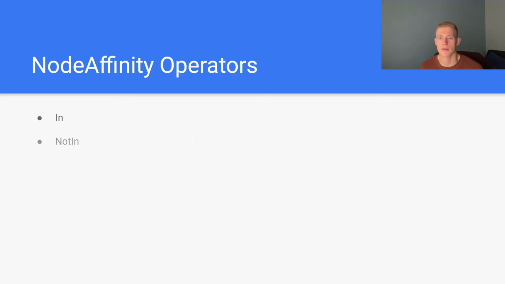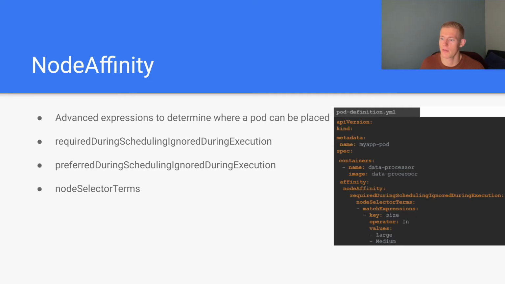The next node affinity operator is NotIn. In this case, it operates the same as In, except the value must be excluded from the list that you're giving. The next one is Exists. In this case, we're not even thinking about the value. We just have to see a label that matches the key. So if we go back here, if we had key is size, operator is Exists, we wouldn't even have this values section. All we'd have to match is a label with the key size.